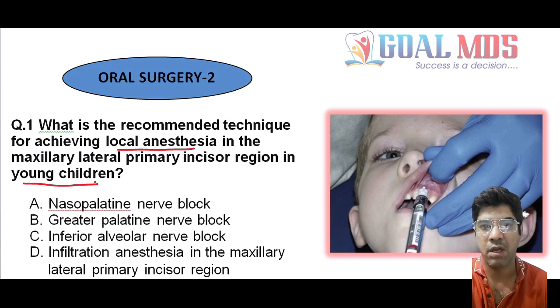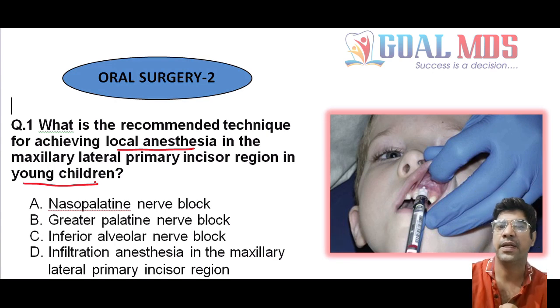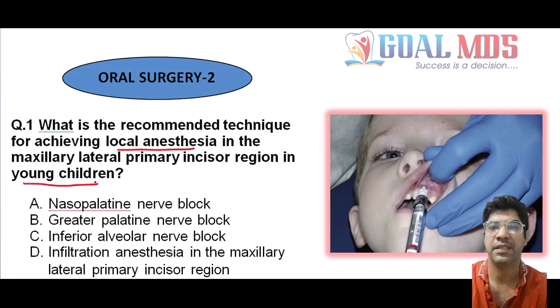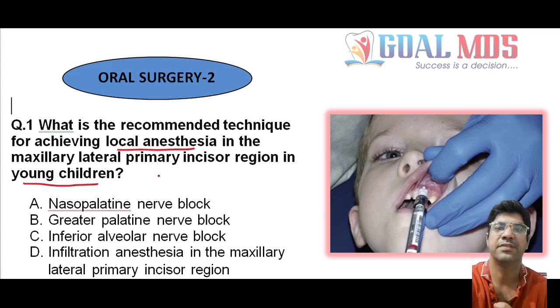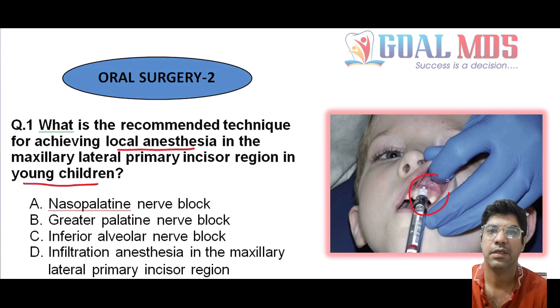So this is the infiltration anesthesia in the maxillary lateral incisor region. It is the recommended technique for achieving local anesthesia in the maxillary lateral primary incisors in young children. So the recommended technique is infiltration anesthesia. Infiltration involves the injection of the anesthetic solution directly into the soft tissue surrounding the tooth, targeting the nerve endings in the area.